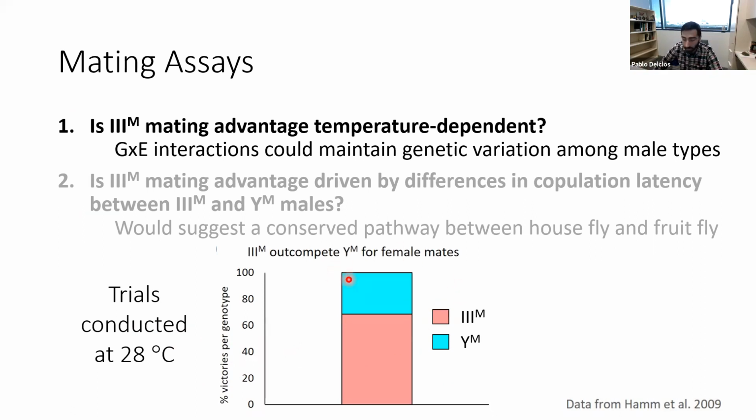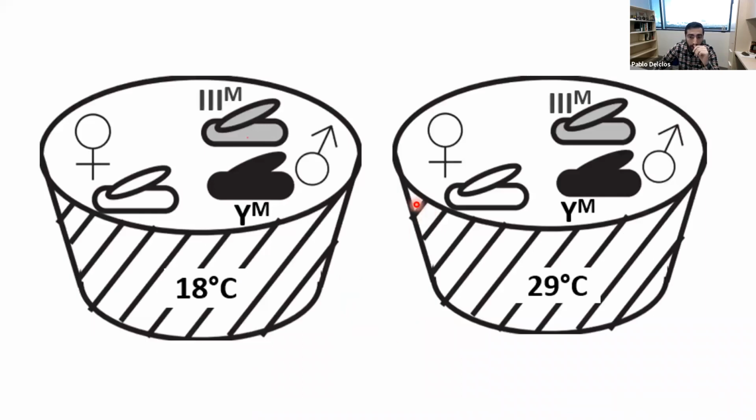colder temperature. And so the way we did these trials is pretty straightforward. We took flies reared for multiple generations at either cold or warm temperatures. And then we take females from a genetically unrelated strain, and we put her in an arena with a 3M and a YM male. We provide them all with food and water, and we just see what percentage of females mate with 3M males over YM males in a given trial.